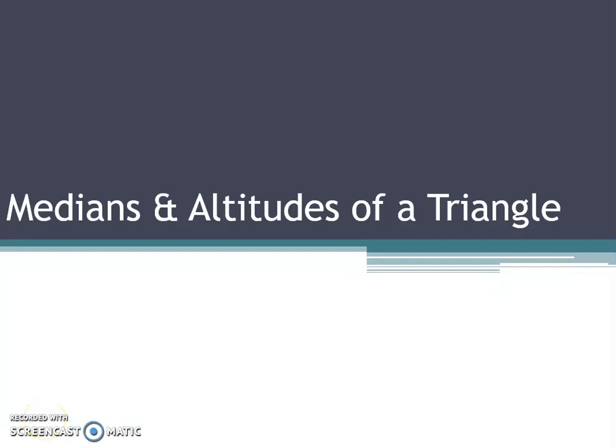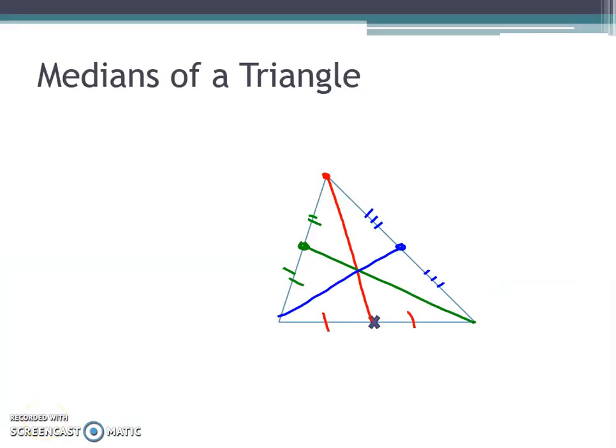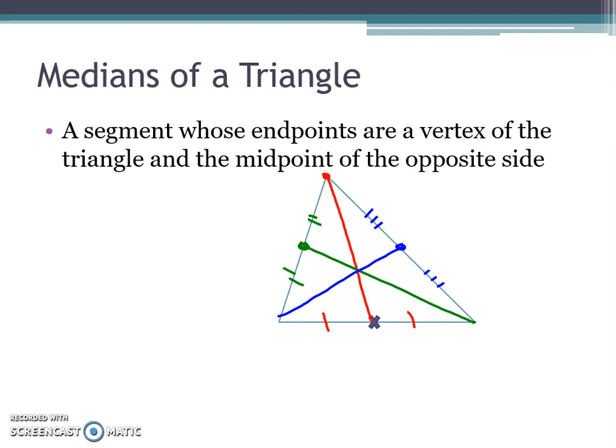Medians and altitudes of a triangle. Medians of a triangle. A median is a segment whose endpoints are the vertex of the triangle and the midpoint of the opposite side. What it looks like. So you have a triangle here.